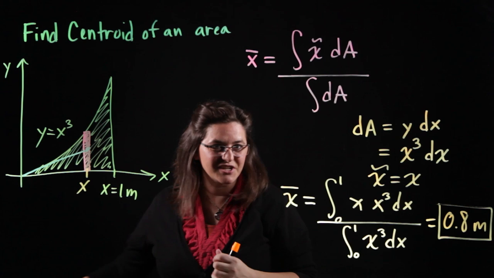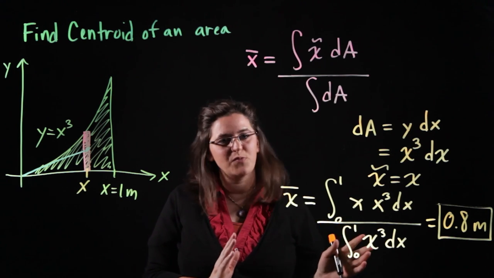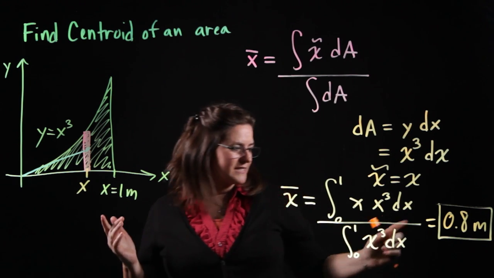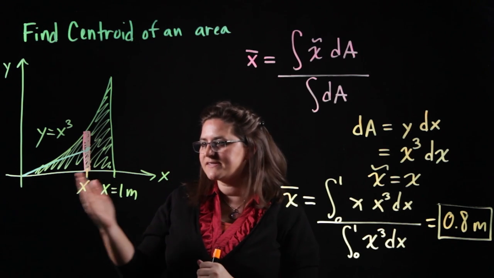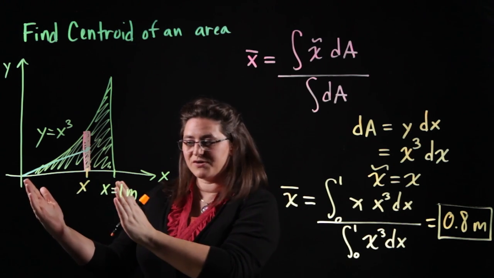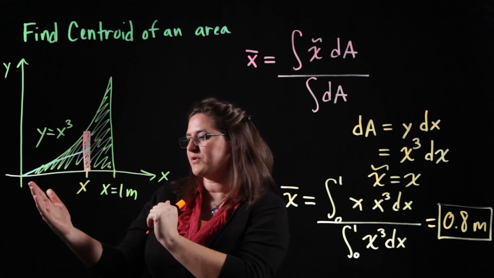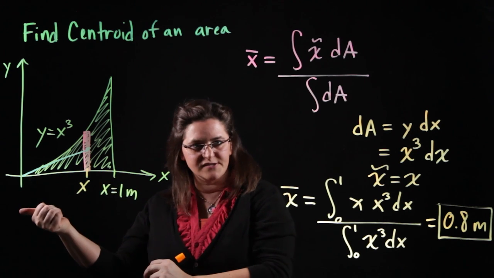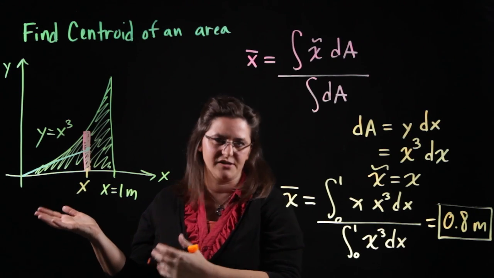Now, the right question to ask at this point for any physics problem is, does that make sense? Does 0.8 meters seem like the x center of this area? Well, it's between 0 and 1 meter, so that's a good step. It is also a little closer to 1 meter than it is to 0, so that seems reasonable as an answer to this problem.